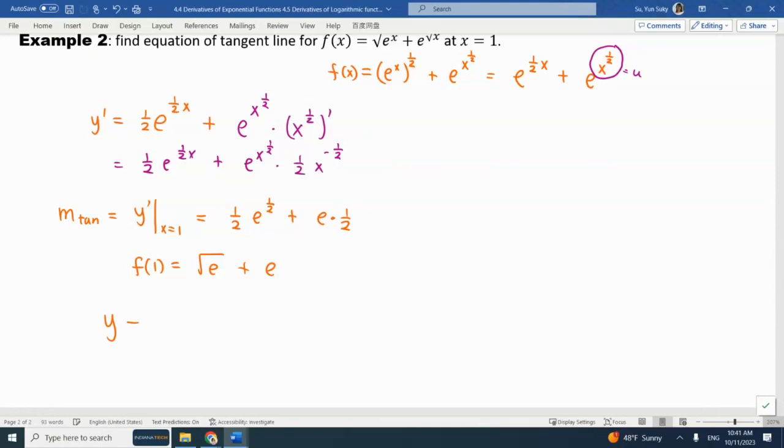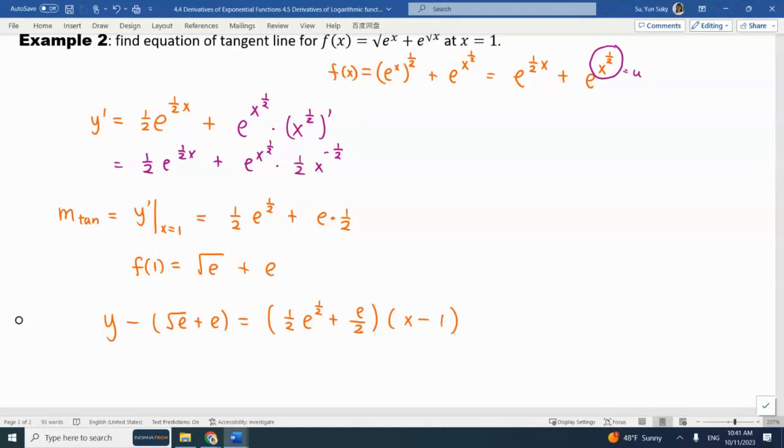Use the point slope form. y minus the y coordinate equals the slope. Your slope is this. Okay. And e over 2. Can I put e over 2 instead of e times 1/2? Remember point slope form? y minus the y coordinate of the point equals the slope times x minus the x coordinate of the point, which is what? 1. Yes. Very good.